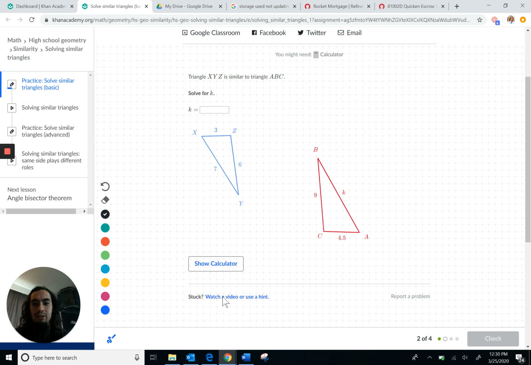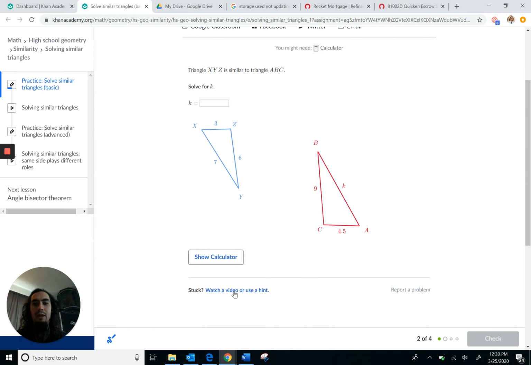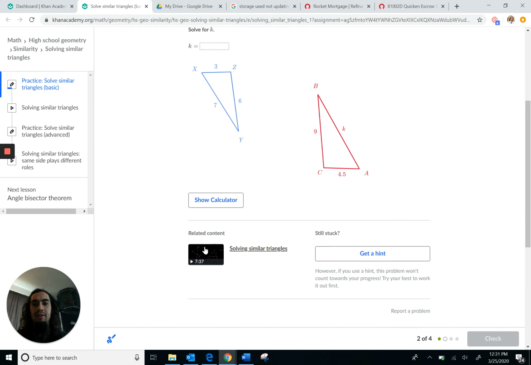If you need to watch a video or use a hint, just like the calculator, you need to make sure that this menu is closed. That way you can watch a video or use a hint. This is the Khan Academy video. You can get a hint. If you get a hint, it automatically marks it as wrong. It marks it as you didn't know how to do it, which is, I guess, true. So feel free to use the hint, but just know that that answer is going to be marked wrong. The videos you can watch and it'll still not mark it wrong. So you can watch the videos and try again.